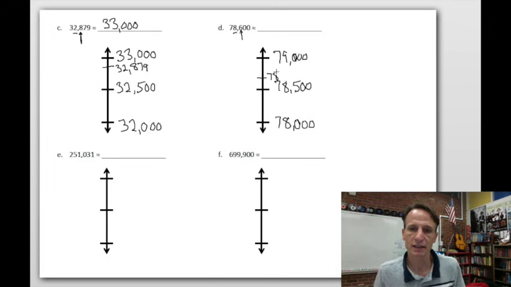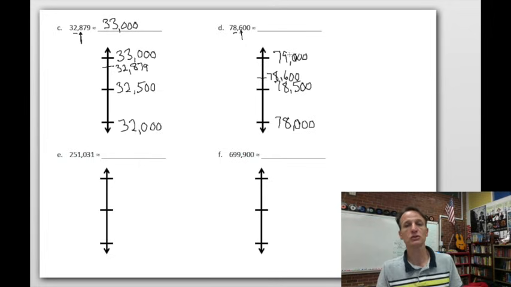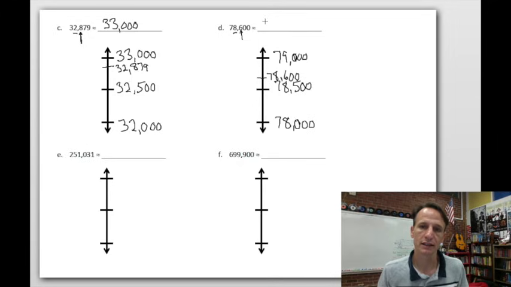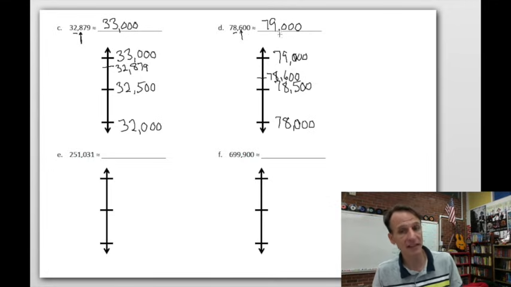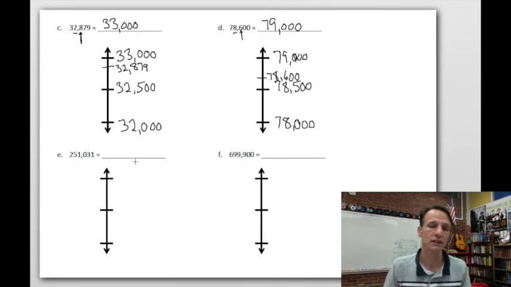So 78,600 comes above our midpoint. Therefore, it's closer to, you got it. And that's where we'd round it to, 79,000. Of course, look at it now and ask, does this answer make sense? 78,600 is about equal to 79,000? Yeah, that makes sense. It does.